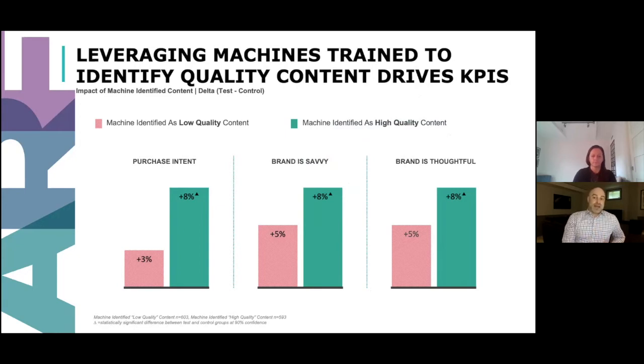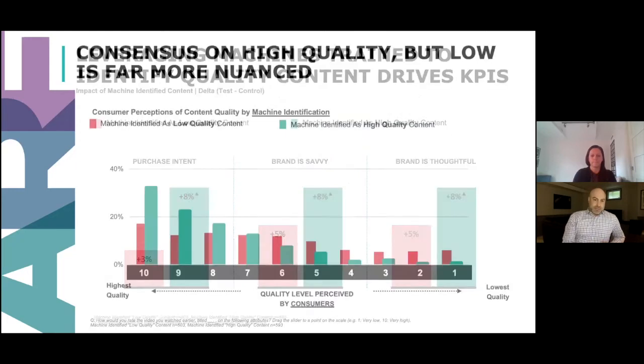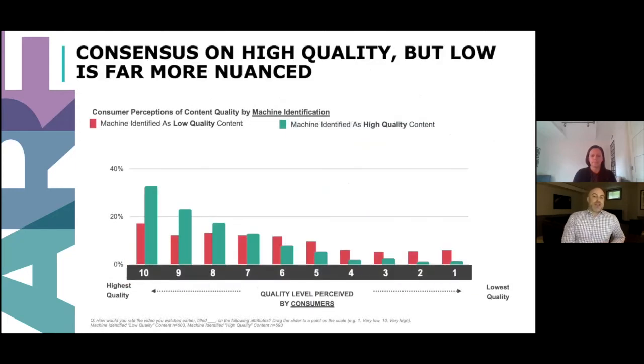But that wasn't the end of the story. What we expected was to see that the low quality content performed poorly. Well, what we learned was far more nuanced. Looking at a distribution of those scores, these are respondents who identified the content that they watched prior to any ad exposure as quality or not quality.